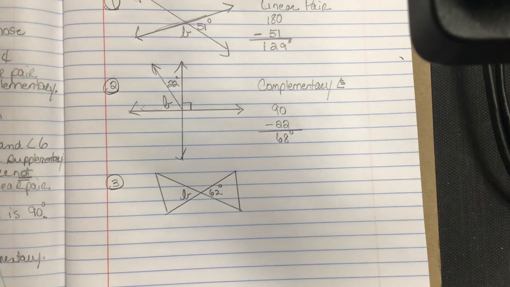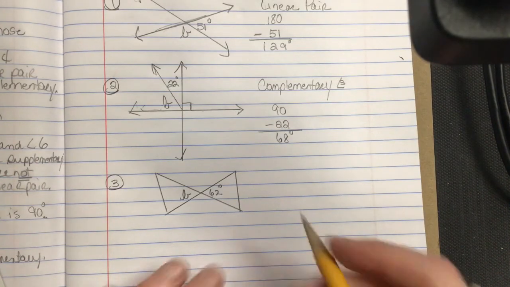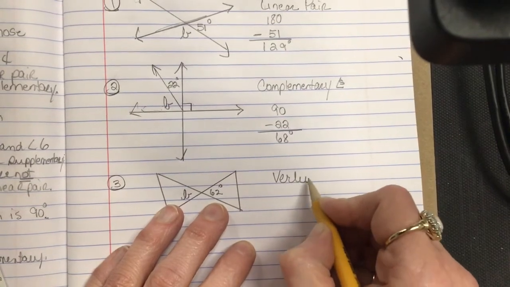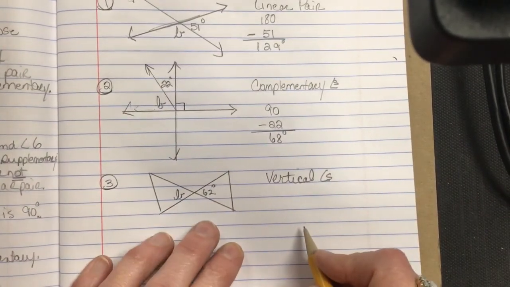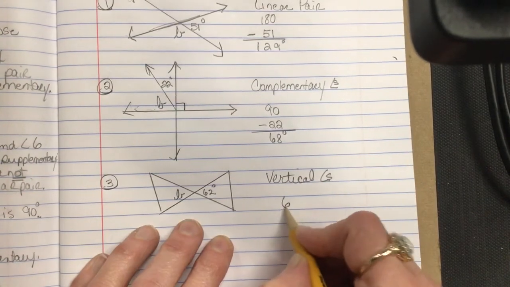I'm telling you, all year, every year, even in January, we'll be saying, what are these? And people will be going, oh, I say vertical. Don't forget, ironing board, vertical, crisscross, vertical angles. Now, what do we know about vertical angles? They're the same measure, so what's B? 62 degrees.